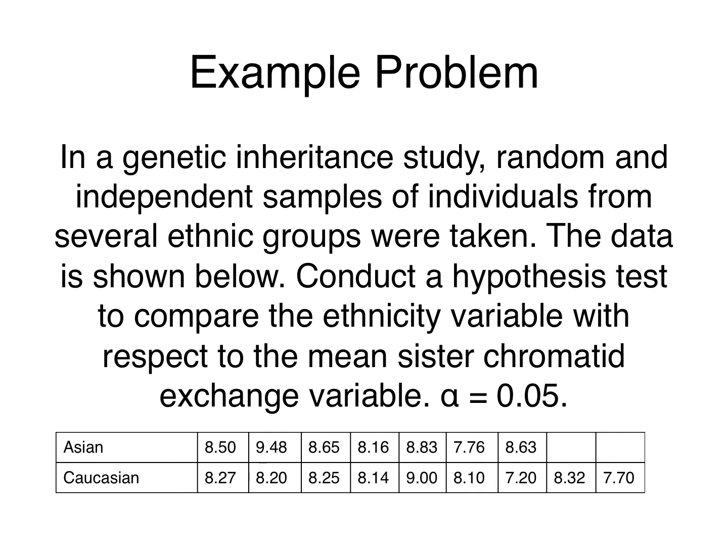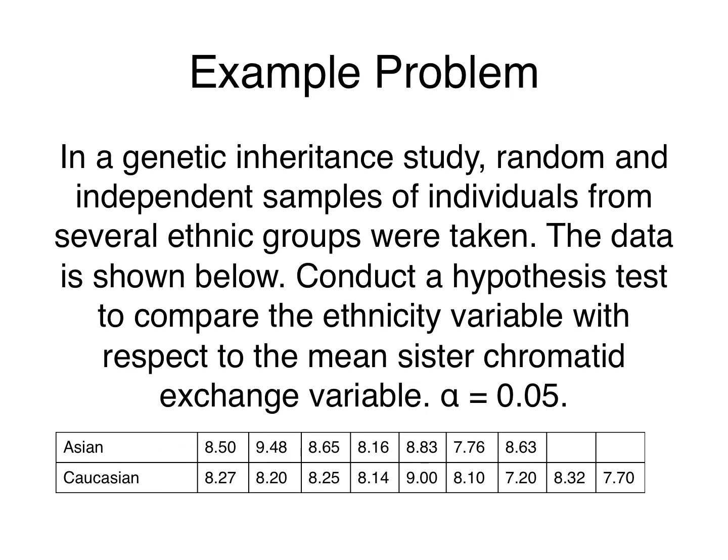Here's another example problem. In a genetic inheritance study, random and independent samples of individuals from several ethnic groups were taken. The data is shown below. Conduct a hypothesis test to compare the ethnicity variable with respect to the mean sister chromatid exchange variable. Assume a significance level of 0.05.